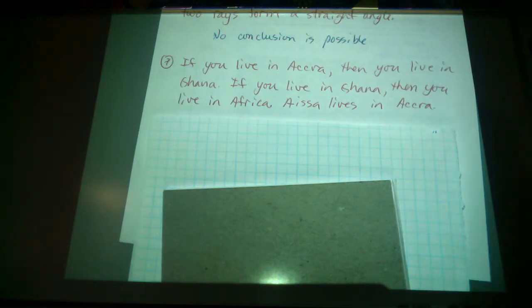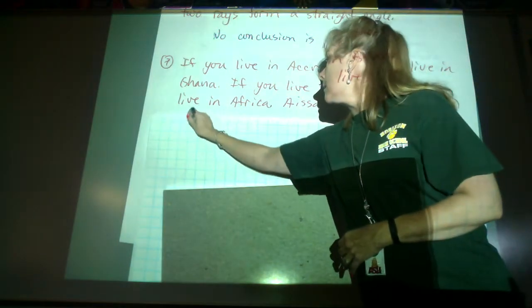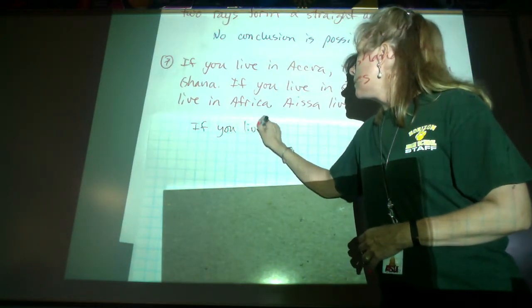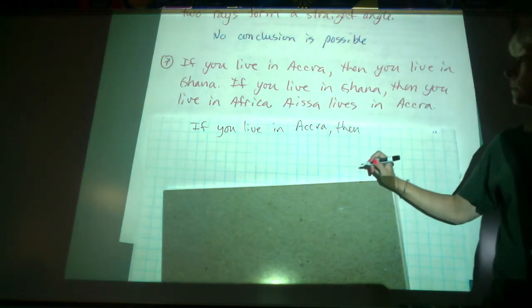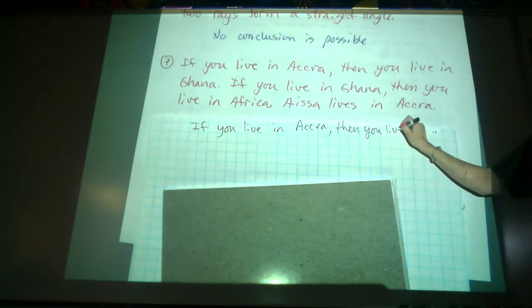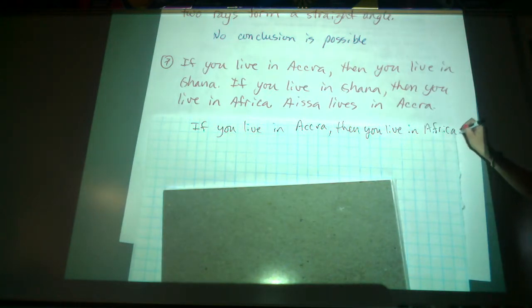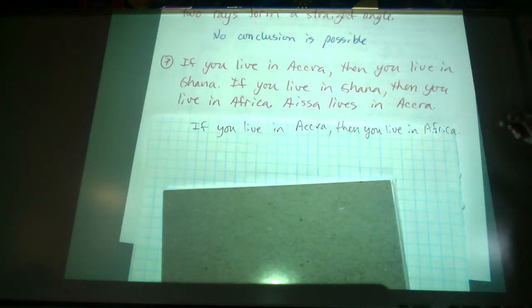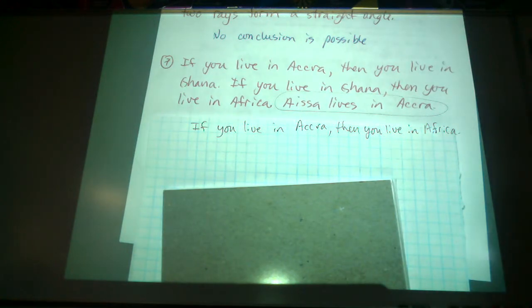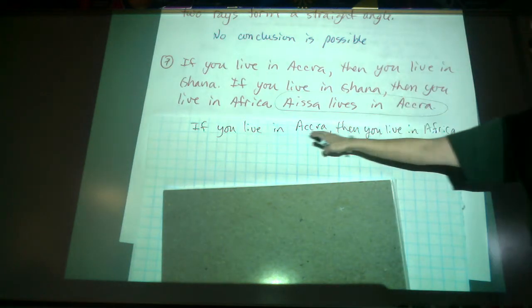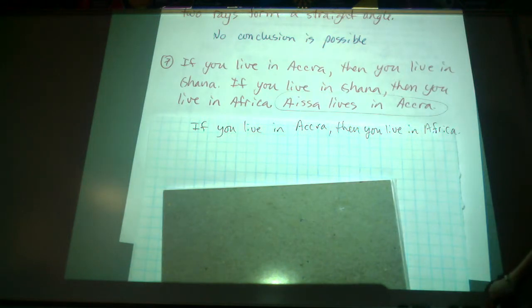So from those first two statements using law of syllogism, we can conclude if you live in Accra, then you live in Africa. Now I'm going to take that statement there and combine it with this one. Aisa lives in Accra. That's now combined with the statement we just came up with. Isn't that right there the law of detachment? Is it the proper use of the law of detachment? Does this mirror the hypothesis here but is more specific? Yes, because it's who lives in Africa. Aisa lives in Africa. So what's your conclusion?